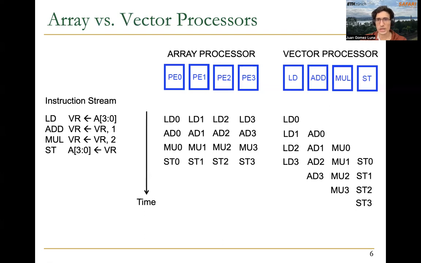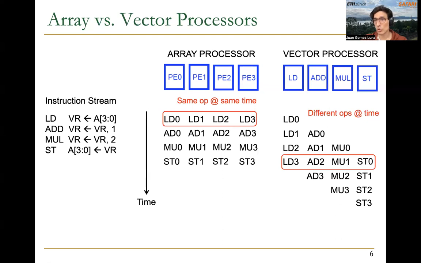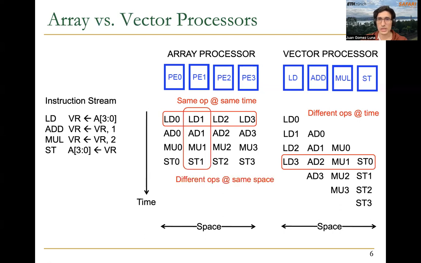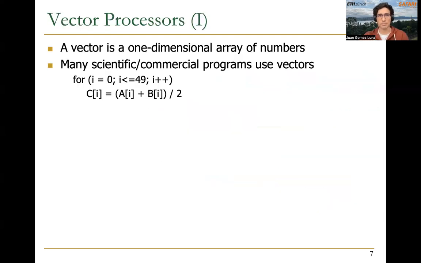So as we can see, there is a key difference between the array processor and the vector processor. In the array processor, we are performing the same operation at the same time, while in the vector processor, we perform different operations at the same time. And in terms of space, in the array processor, we perform different operations in the same space, while in the vector processor, we perform the same operation in the same space. As we see, they are two different paradigms, but both are SIMD processors, and they are very similar in the fundamental ideas that are behind them.